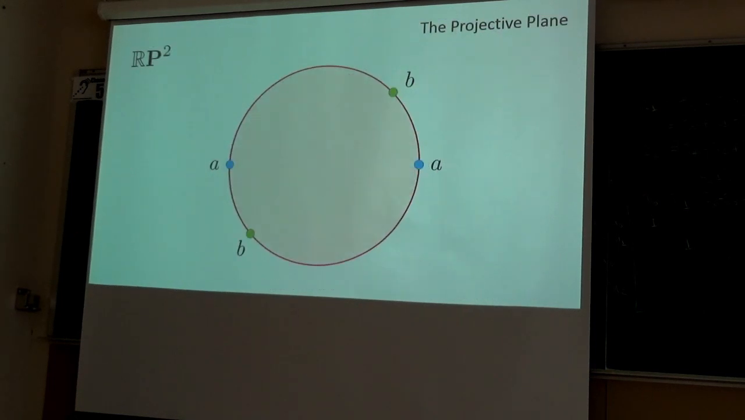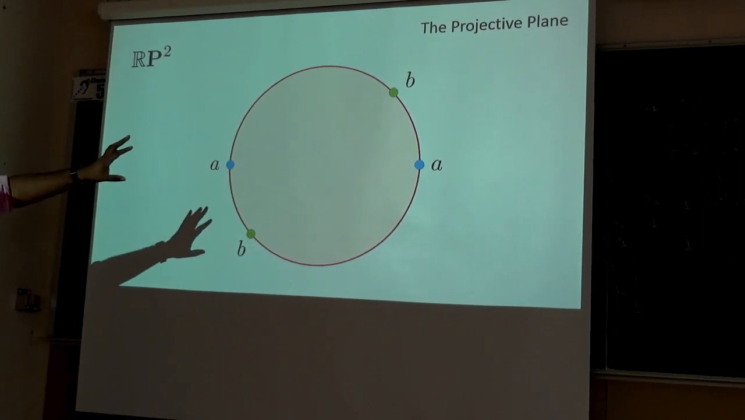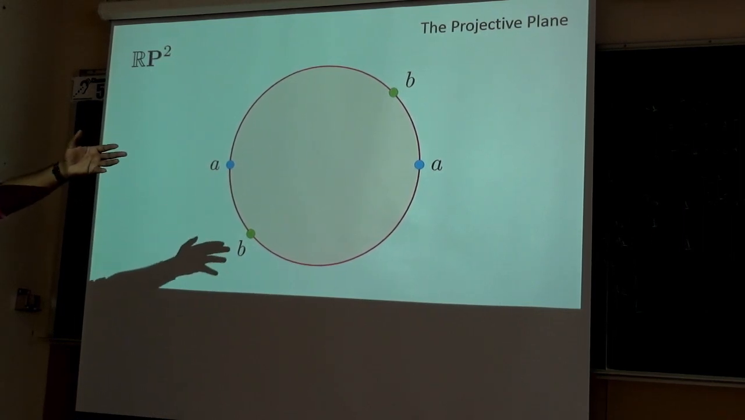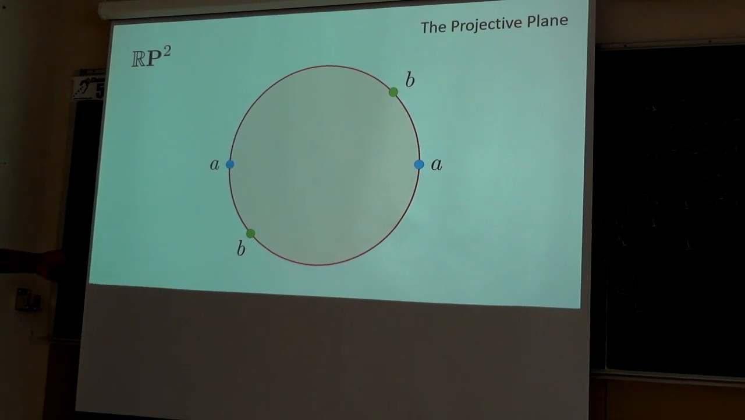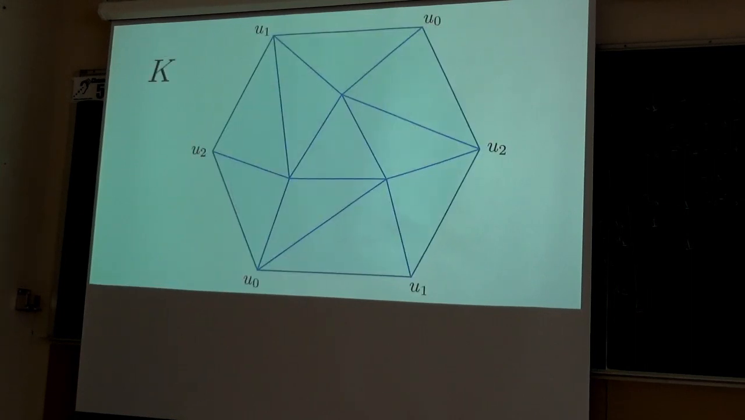Okay. So here's RP2 again: a disk with diametrically opposed points identified in the boundary. The first thing we have to do is give a simplicial complex model of the space so that we can actually do computations. So step one, simplicial complex model.